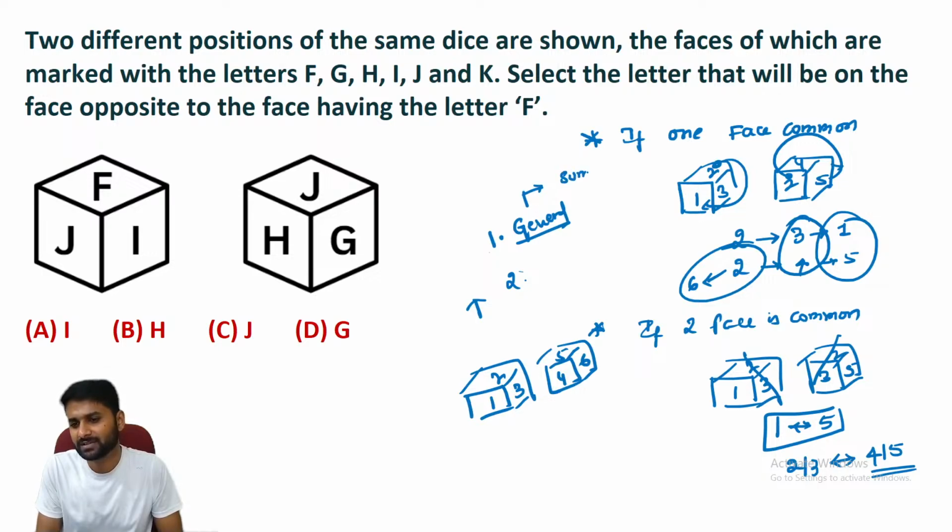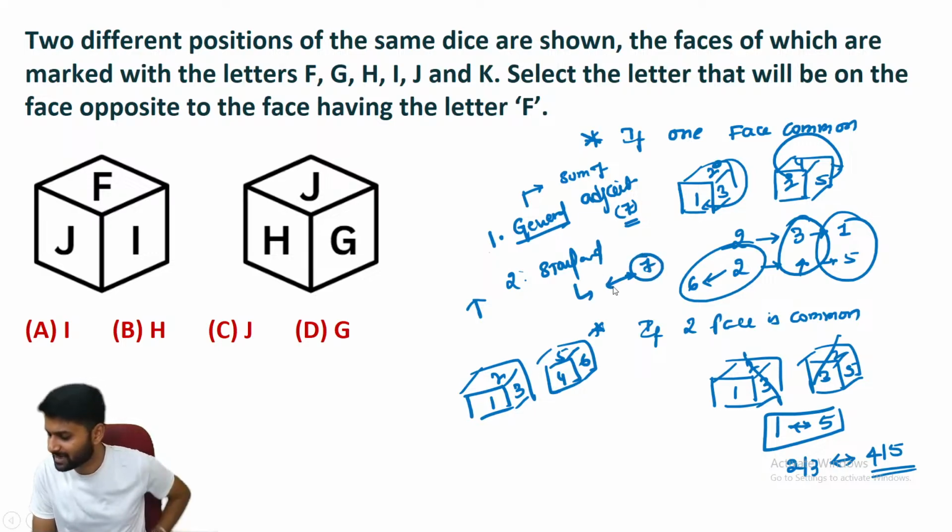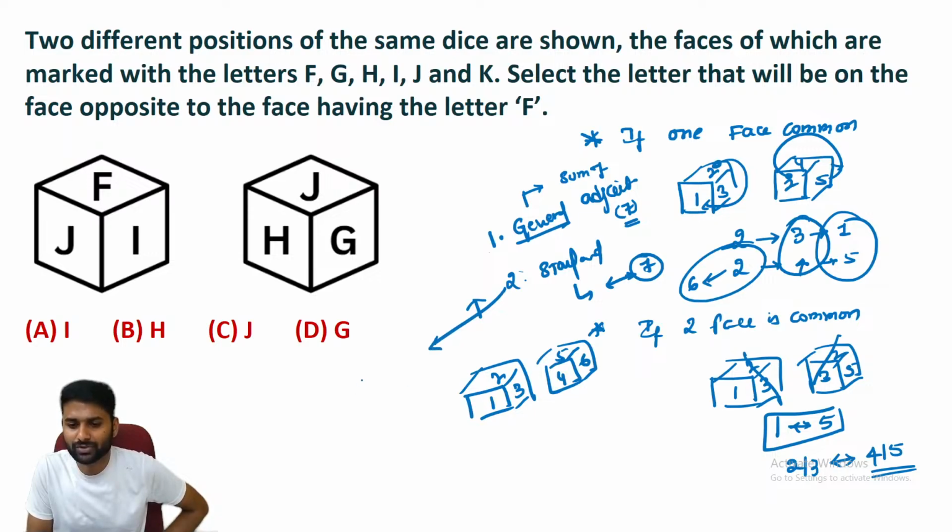General die means the sum of adjacent numbers is 7. Standard die means the sum of opposite numbers is 7. Guys, if adjacent is 7, it is a general die. If opposite is 7, it is a standard die. According to the standard die rule, 1 must be opposite to 6, 2 must be opposite to 5, and 3 must be opposite to 4.